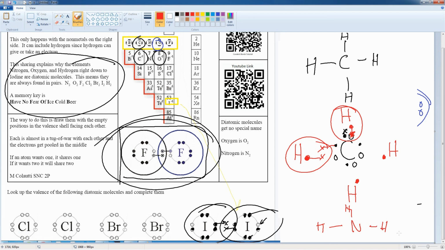So hopefully this gives you a little bit more to work on. For those of you that are still maybe struggling with this, which one would you need to be able to demonstrate in grade 9? Fluorine. That's it. It's good enough for grade 9.